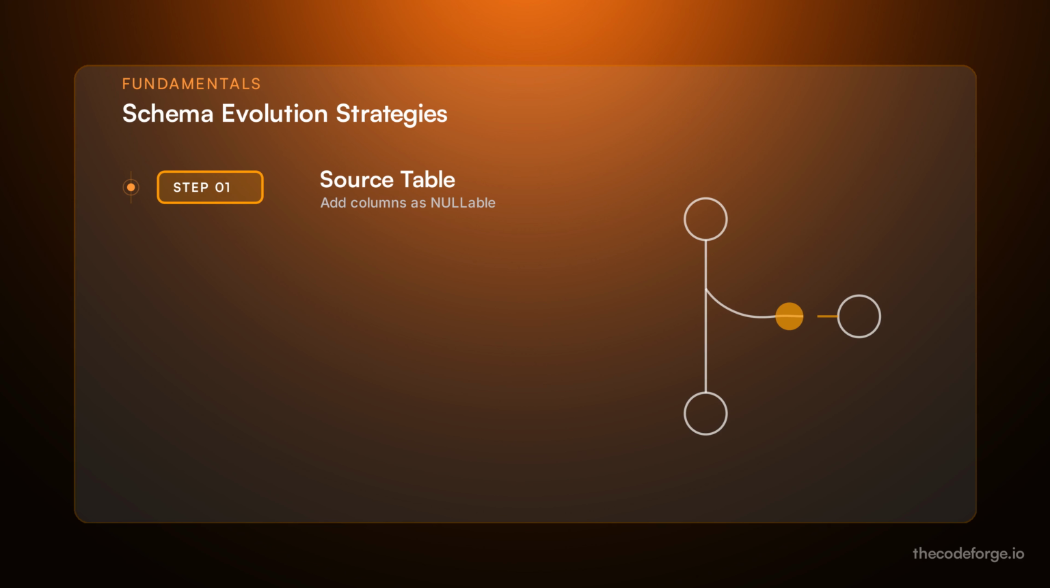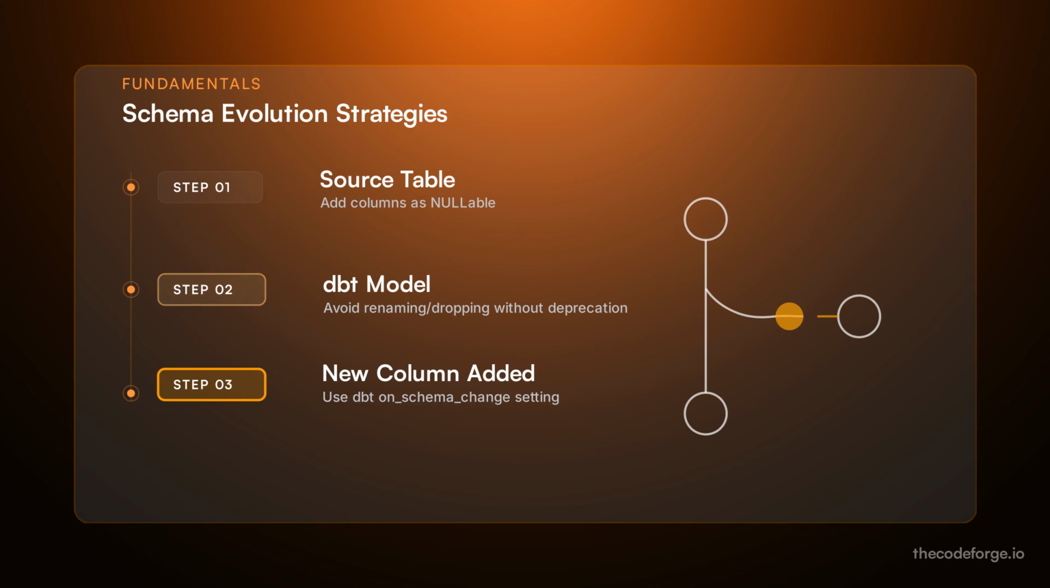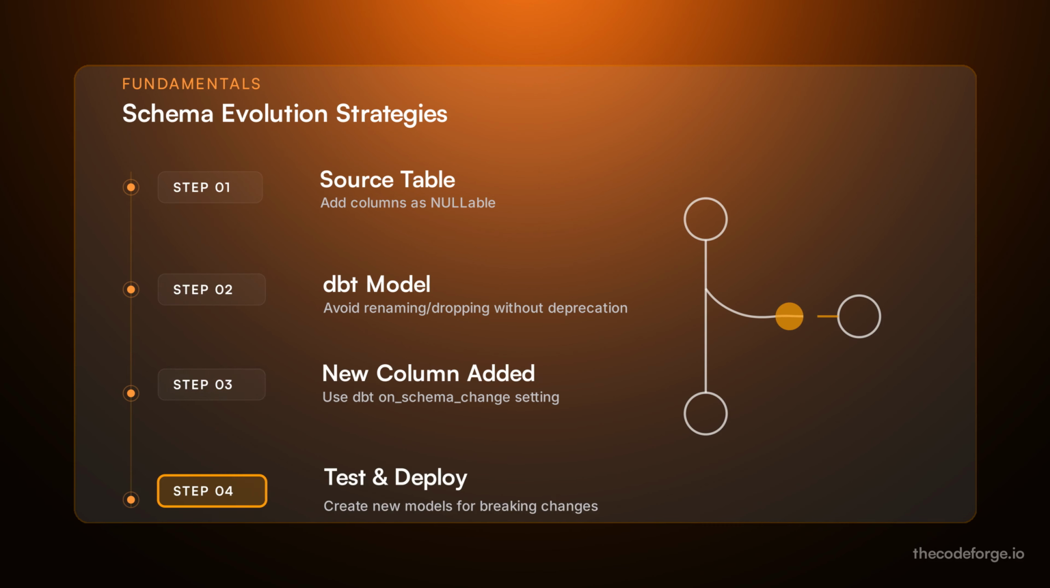Never break production with a schema change. Always add new columns as nullable. Avoid renaming or dropping columns without a deprecation period. Use dbt's on_schema_change setting to handle the diff automatically. For breaking changes, create new models to deprecate the old ones. Then, test and deploy your changes to production, ensuring the pipeline stays reliable.